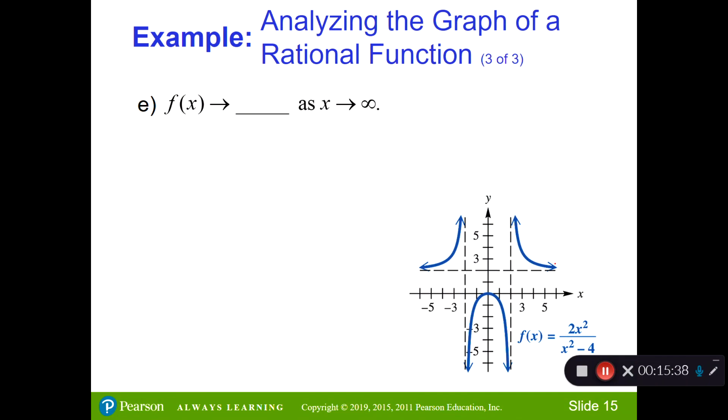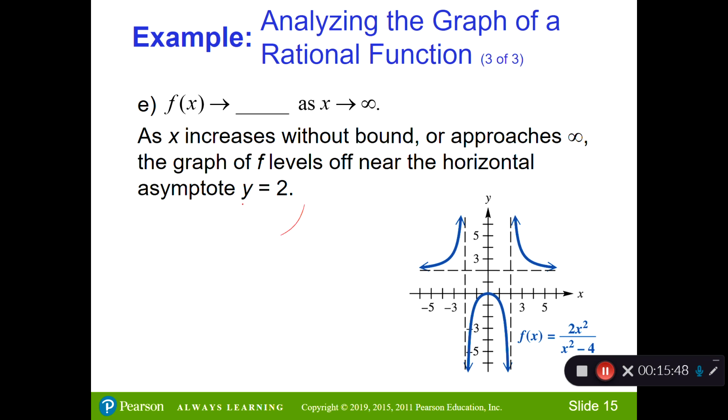What happens as x approaches infinity? Okay, infinity is out this way. Look at what we're getting closer and closer to, the y equals 2 value. So as x approaches infinity, these level off at y equals 2.